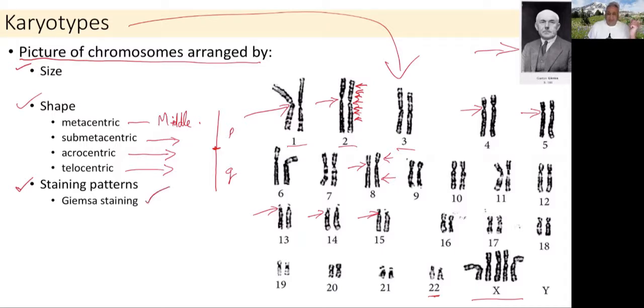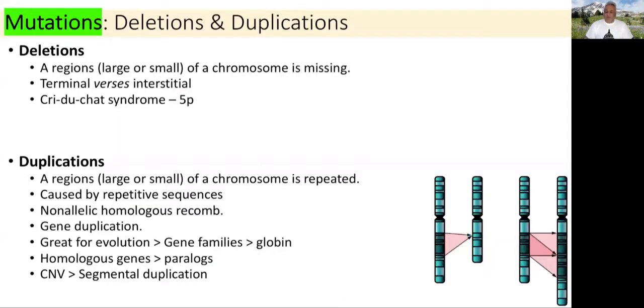So Giemsa staining can be used to then identify different chromosomes, because each chromosome in the human should have a similar staining pattern. So let's continue our journey, and we're going to look at some mutations of chromosomes. Mutations are simply changes from the normal wild type condition. And this can apply not just to individual locations within the gene, nucleotides, but also at the level of the chromosomes. So the term mutation is quite broad, and it means any departure from wild type.